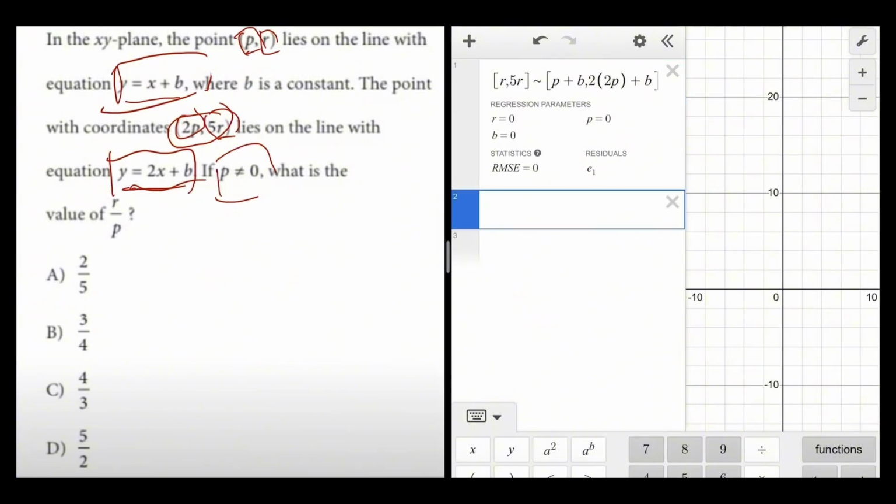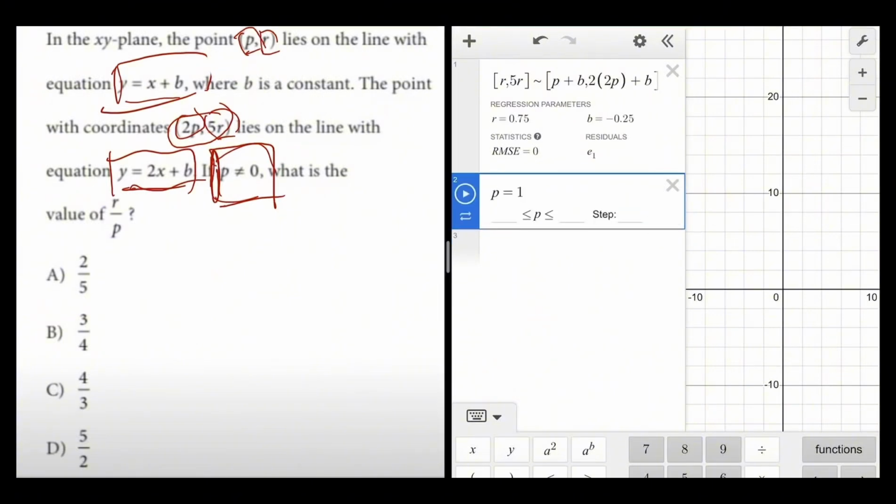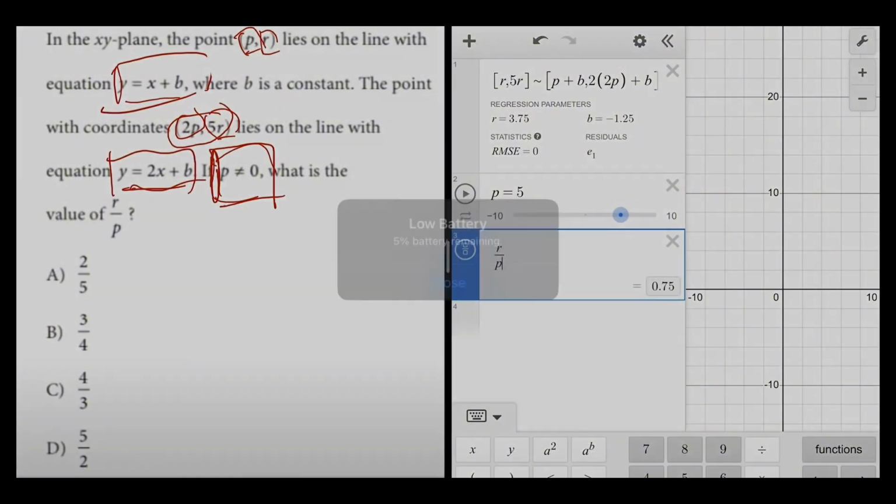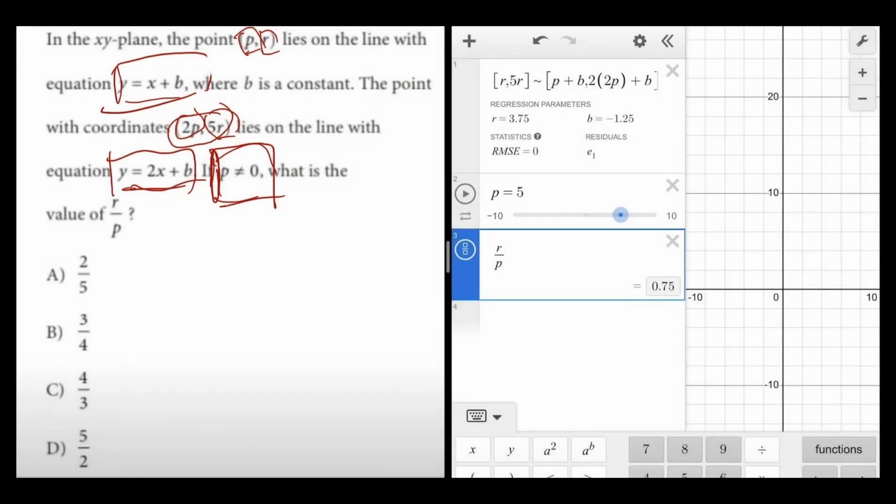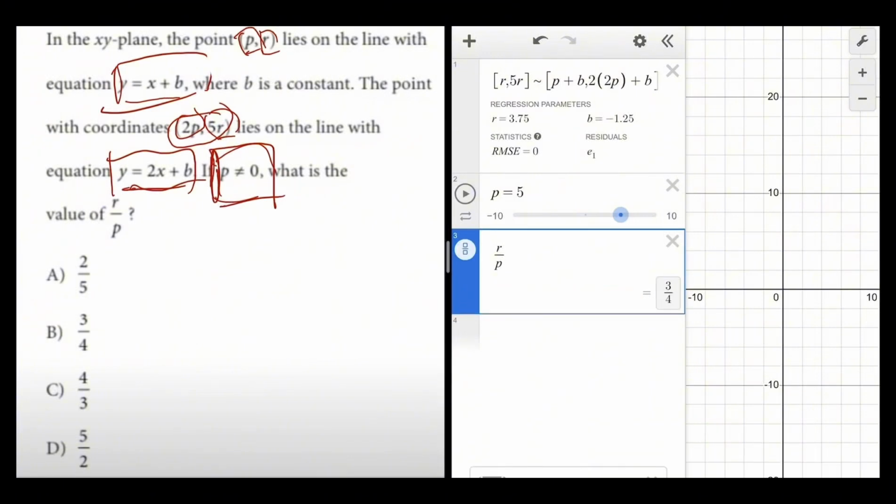So the second one, we're focusing on the p one. So as you can see here, p must not be equal to 0. So I'm gonna just put p either equal to 1, 2, 3, 4, 5. I'm gonna just put a random number. It's fine. So just enter. And then all we gotta do now, just put r over p, and that just solves for our answer for this question, which is, as we click this, 3/4. So our answer is going to be letter B.